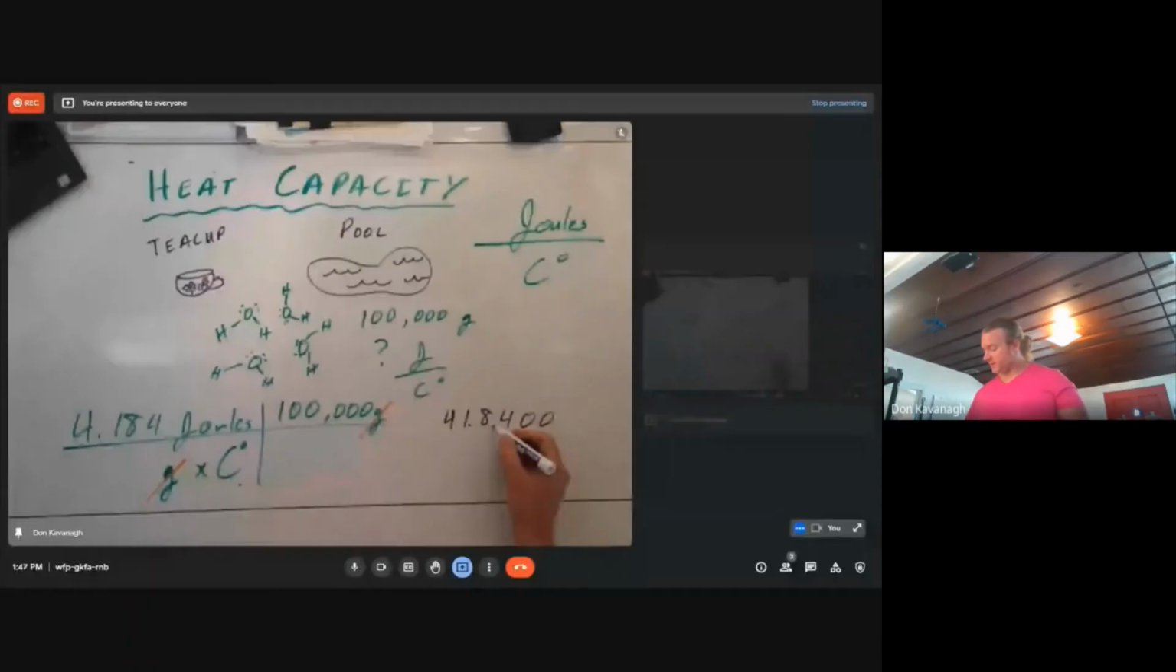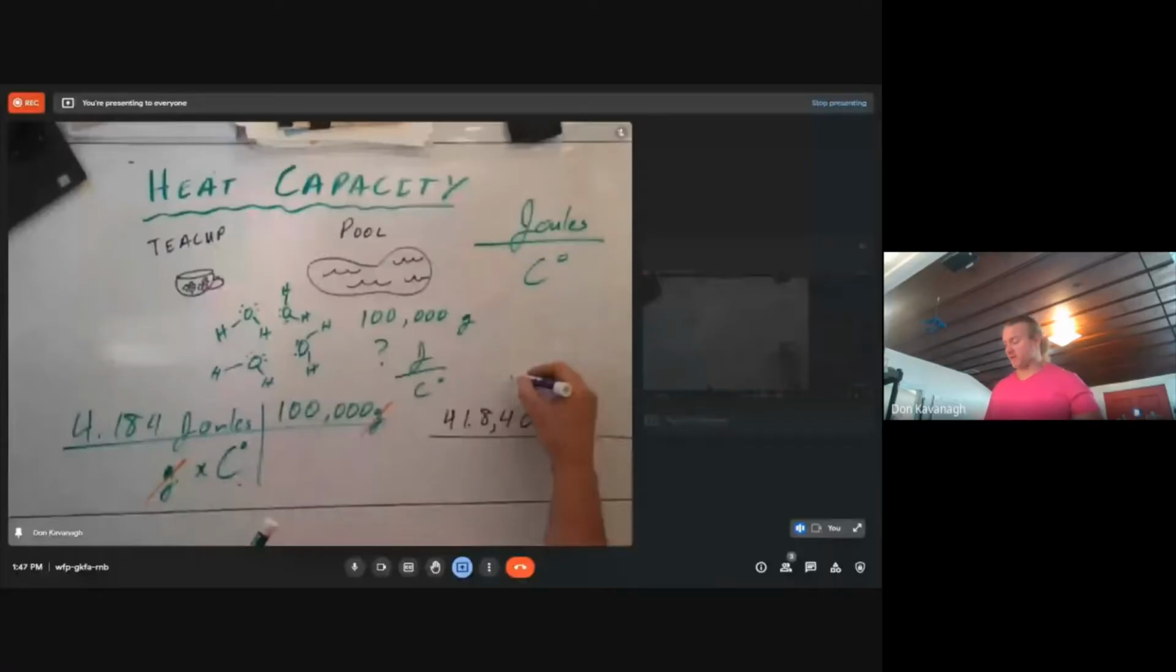So this would tell us specifically that it takes, moving a bunch of zeros, I think I can do that in my head. Whoops, 400. So I think I did that right in my head. If I didn't, please comment, let me know. So it's going to take that much energy to raise that pool 1 degree Celsius. That is the heat capacity of this pool, this matter right here.